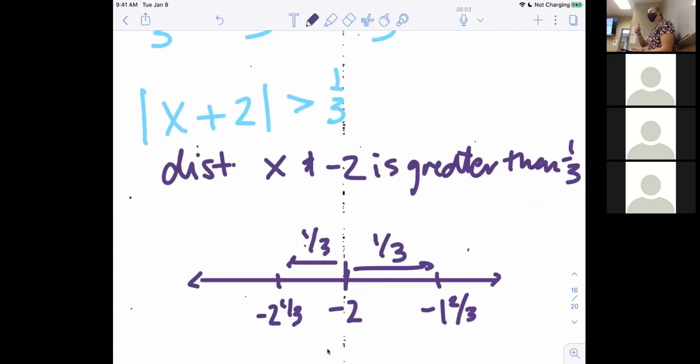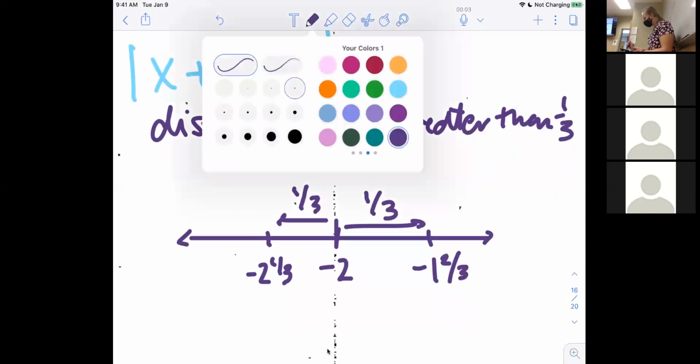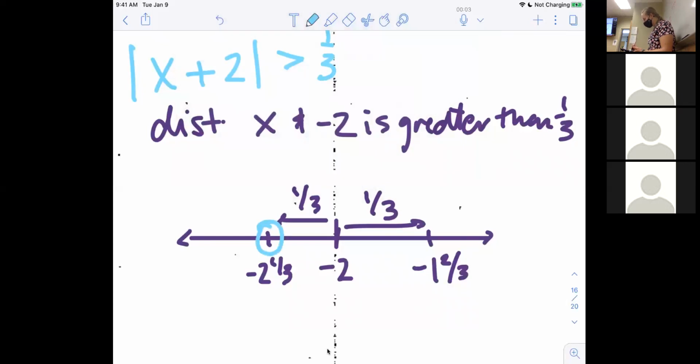Everyone good? Patrick? You can do whatever you want as long as you don't mess it up and as long as you graph it and you write interval notation. Do I do open or close circles? Open. Do I shade inside or away? Away.